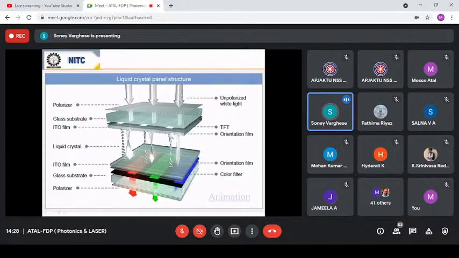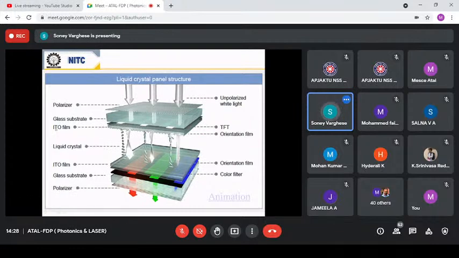So this is the unpolarized light. So we have a polarizer. Next to that, we have a polarizer. The polarizer will polarize the unpolarized light to plane polarized light. Then after that, you have a glass substrate, on which we have a transparent electrode.